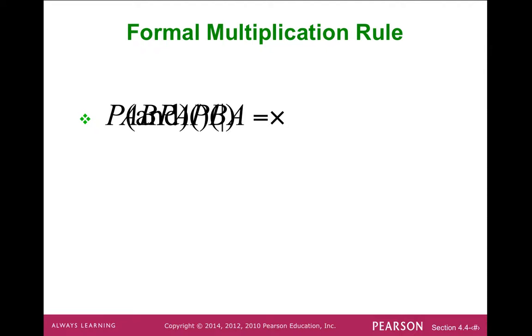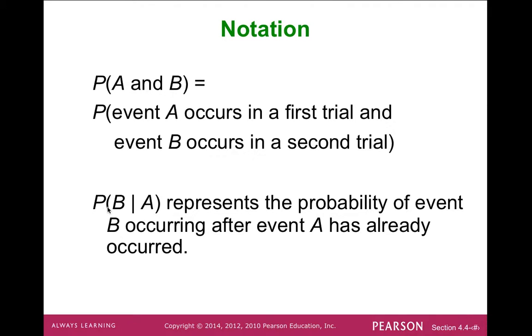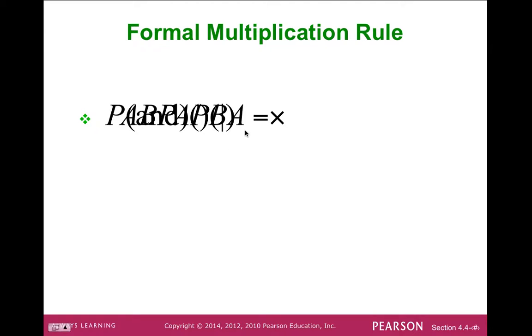So here's the formal multiplication rule, and I'm sorry if it looks garbled on your screen, but what it tells us is that the probability of A and B is equal to the probability of event A times the probability of event B, given that A has already occurred. So just like we saw in this lower notation, that is the second multiplier, and event A is represented by the probability of event A, and event B is represented by the probability of event B, given that A has already occurred.